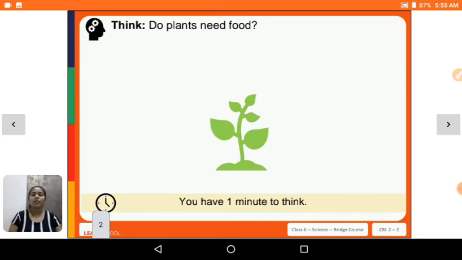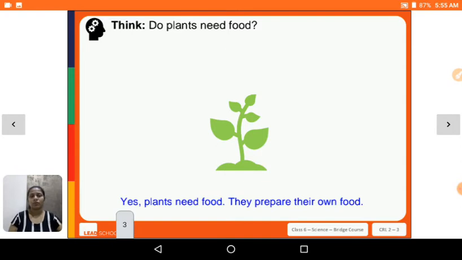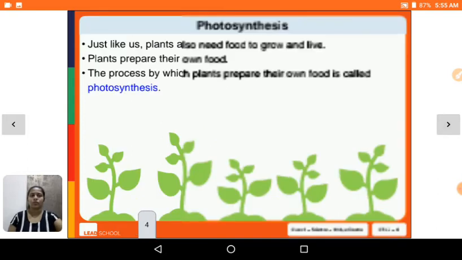Yes, every living organism that exists on earth needs food. Plants are also living organisms, so they also need food. Plants prepare their own food, just as we prepare our food with the help of other materials, and we combine them and prepare our food. Plants make their food inside themselves only. So yes, plants need food, and they prepare their own food.